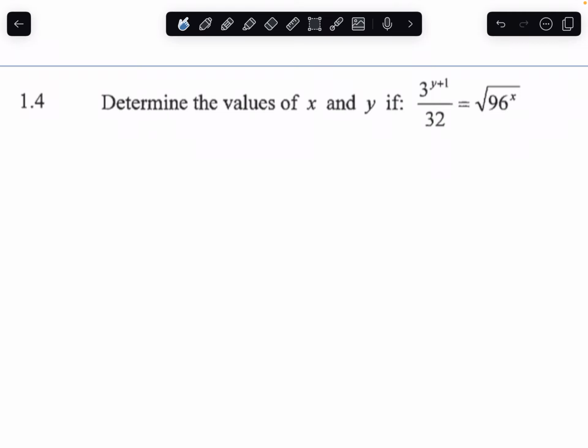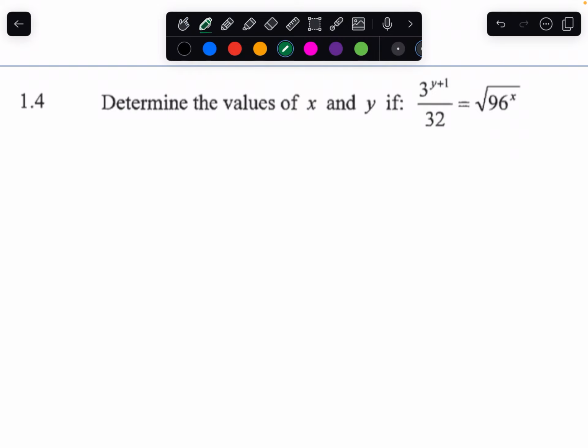Right. 3 to the y plus 1, divided by 32, is equal to the square root of 96 to the x. So determine the values of x and y. Interesting. My instinct here is to rewrite everything, the numbers, in terms of their primes.